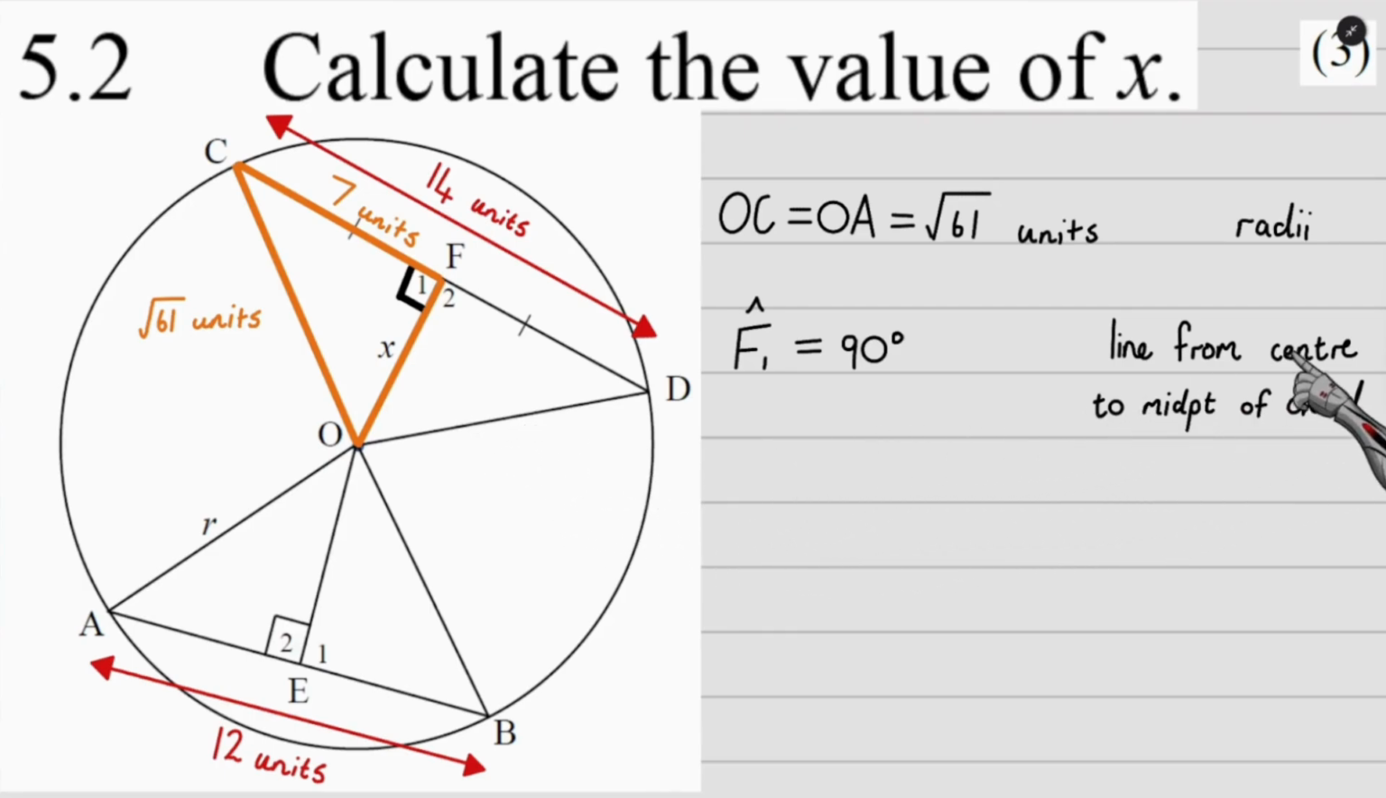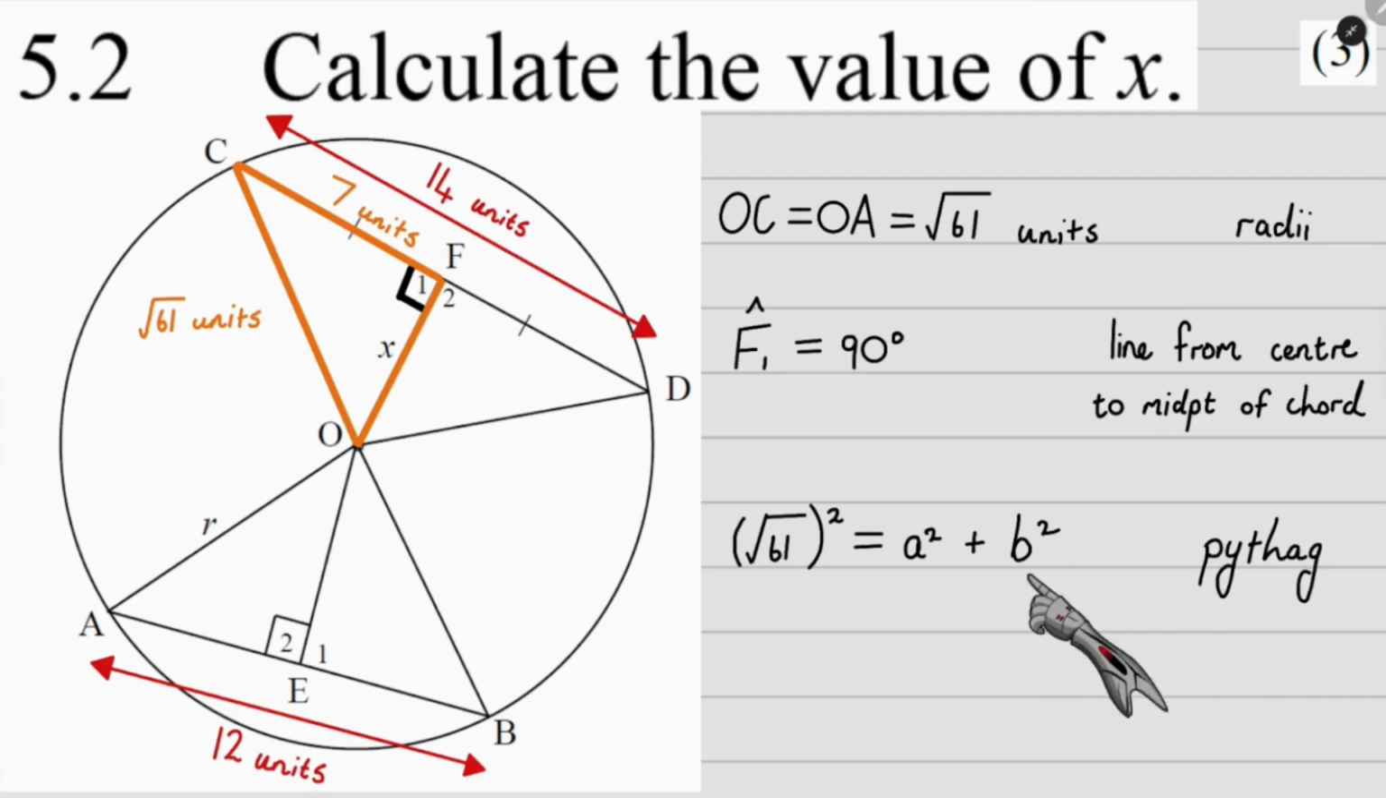So let's get the Pythagoras theorem going. Okay, so the hypotenuse squared. The 90 degrees points at the hypotenuse, so I'm going to replace it with the root of 61. Then I can put any one of these two sides into A's place, so I'll just put the x in there. The last side will have to go into B's place, so I'm going to put the 7 inside of B's place. And now the mission is to solve for x.